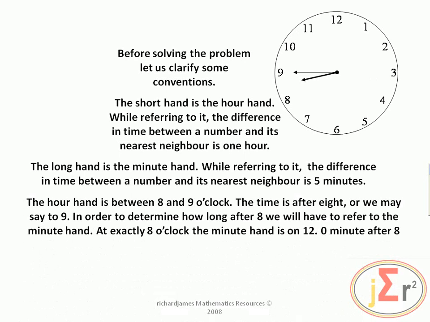The time is after 8, or we may say to 9, because this hour hand would have passed 8. So it is after 8. And what is after 8 must be approaching 9. So that is before, or we may say to 9. If it is on 8, it's just 8 o'clock. If it is on 9, it's 9 o'clock. But if it is between 8 and 9, what do we say? It is before 9, or it is after 8. Right.